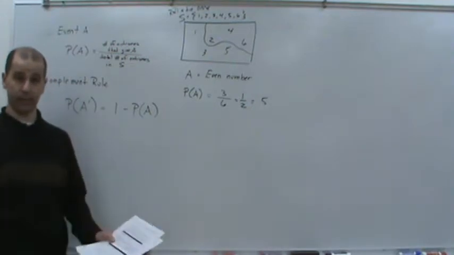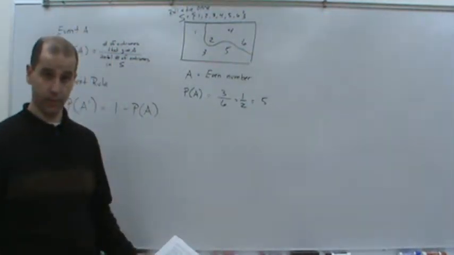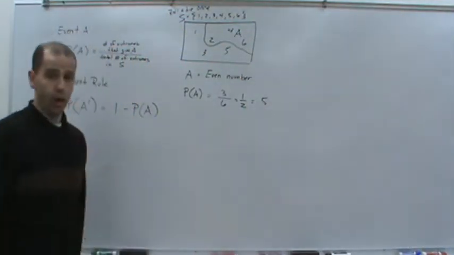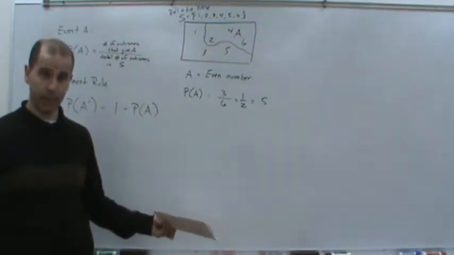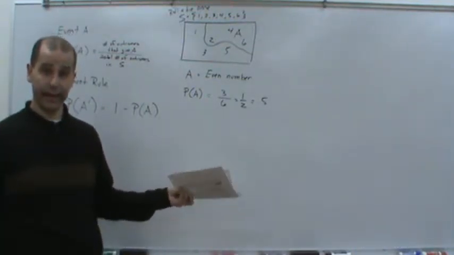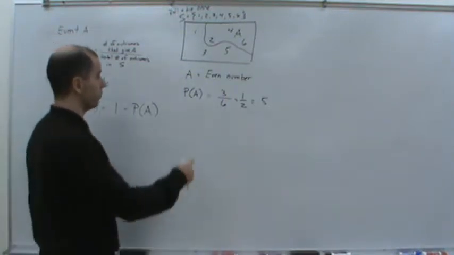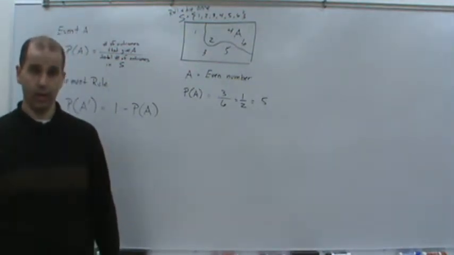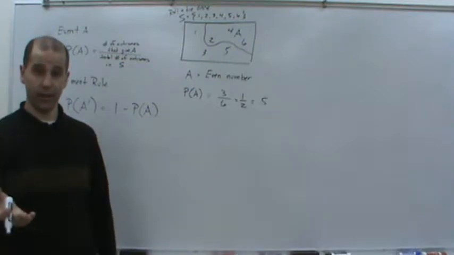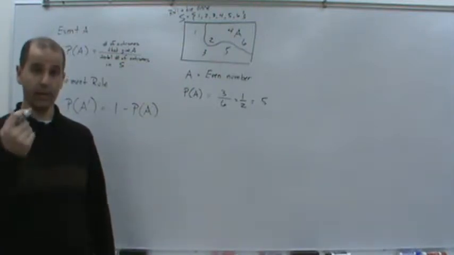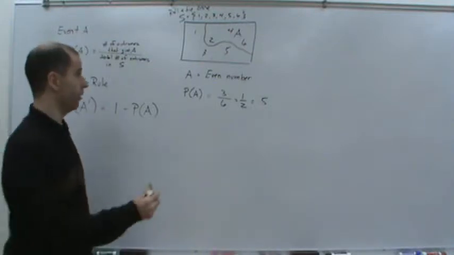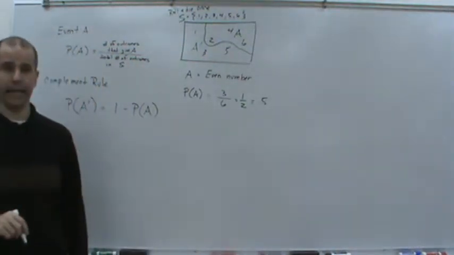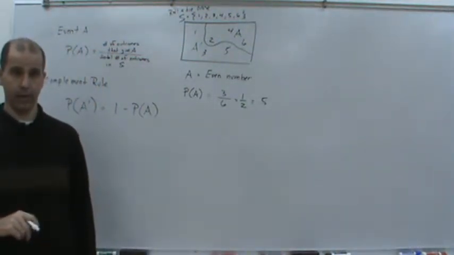Right? So let me split the sample space into two pieces. In this piece over here, I have A. All of the outcomes on that part of the sample space, if any of those outcomes occur, A has occurred. And over here, if any of those outcomes occur, then A has not occurred. In other words, the complement of A has occurred. So over here, we would denote this as A prime or A complement. Okay? So I hope that makes sense.